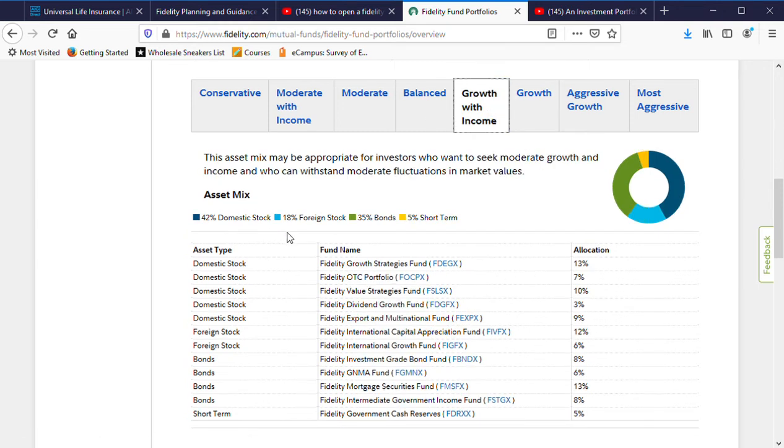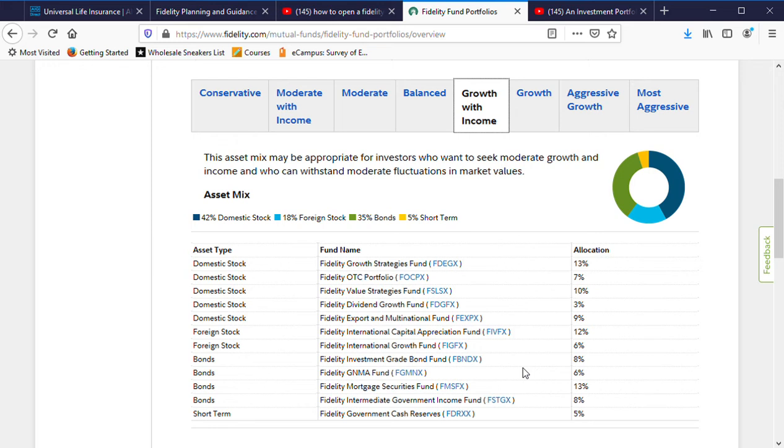Okay, growth with income, same thing here. 42% domestic stock, 18% foreign, 35% bonds, and 5% short term. Now, the higher we go here, the more risk you're going to take, which means that you're going to be investing in stocks that have the most volatile risk, which means that it could flop anytime.